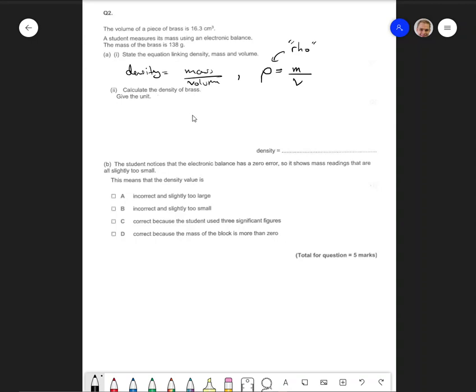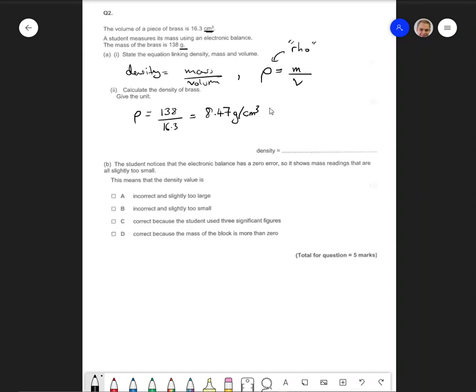Calculate the density of brass. Give the unit. So to do that, we'll do a substitution into this equation. So density is equal to 138 over 16.3, which gives us 8.47. The unit that we want in this case, with our mass in grams and volume in centimeters cubed, is grams per centimeter cubed.